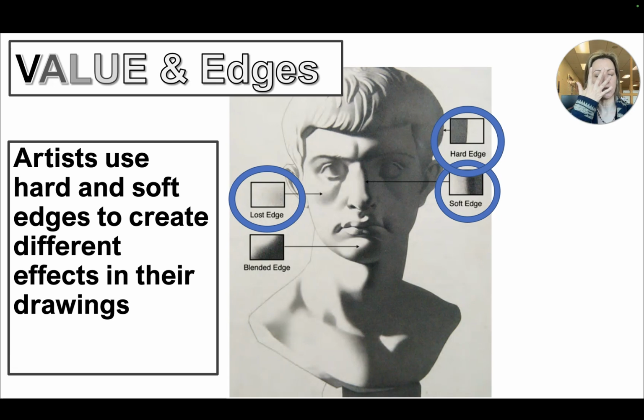A lost edge is when you can barely even see the transition. It's so soft. And then a blended edge is the same kind of thing, but a little bit more than the soft edge. So there are all these different types of edges and transitions that you need to be paying attention to as you draw.